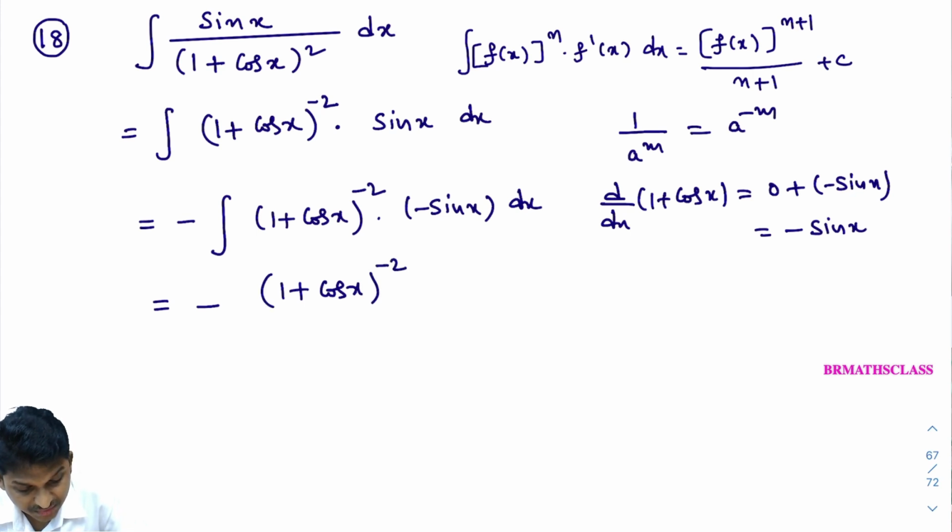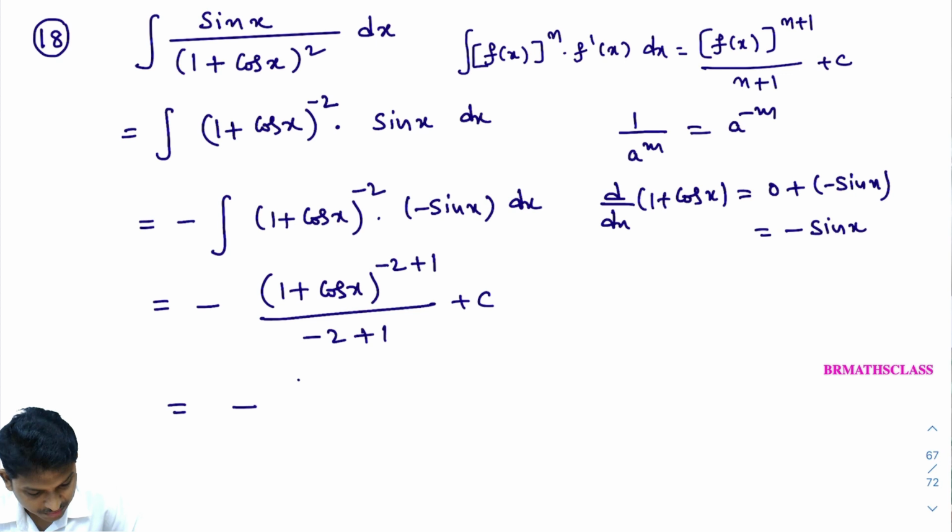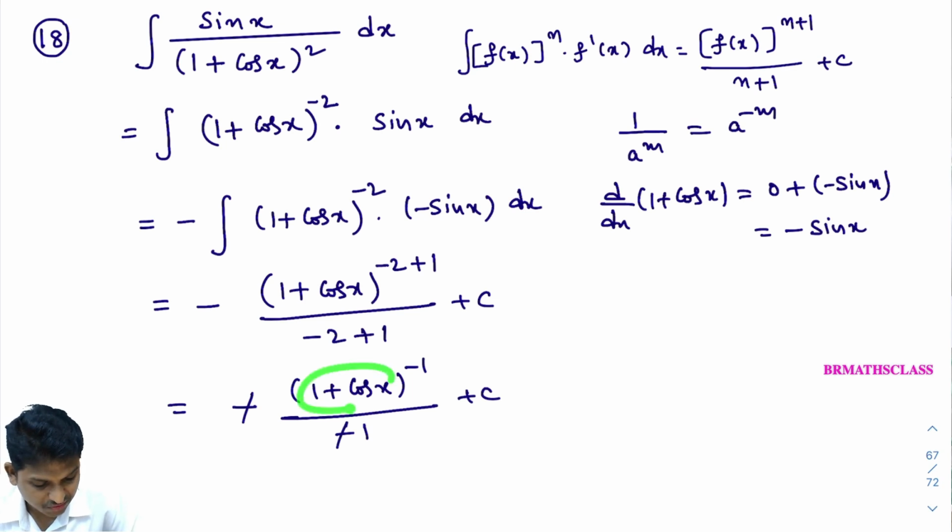Okay, 1 plus cos x whole power n plus 1. Here n is what? n is minus 2. n plus 1, that is minus 2 plus 1 divided by minus 2 plus 1 plus c. That equal to minus of, simplify a little bit, 1 plus cos x whole power minus 2 plus 1 is minus 1 divided by minus 2 plus 1 is minus 1 plus c. You look here, this minus will get cancelled and it will become plus. Okay, now what is remaining? 1 plus cos x whole power minus 1. So answer is 1 divided by 1 plus cos x plus c.